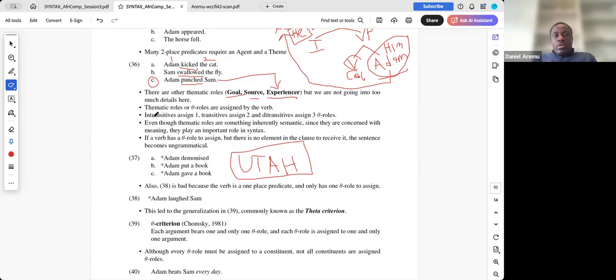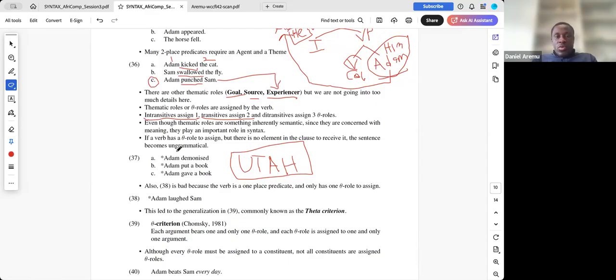Yeah, so we've looked at one-place predicates and two-place predicates, and of course, when it comes to the function of the verb, the one-place predicates are usually the intransitives, right? Like Adam slept. It's just intransitive because no action is transferred. Transitives assign two theta roles, like what I just showed in 36, right? Those are transitive verbs because you have an agent transferring an action, while ditransitives are three-place predicates, verbs that assign three theta roles, basically.